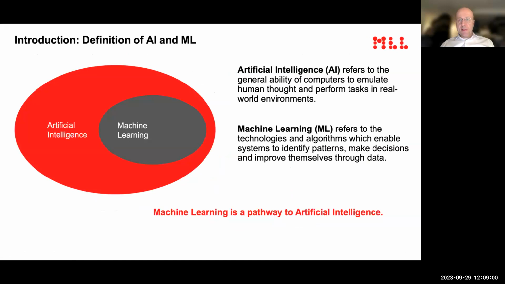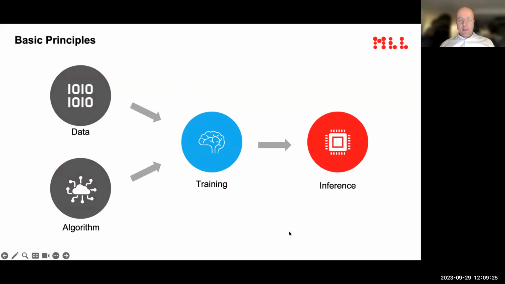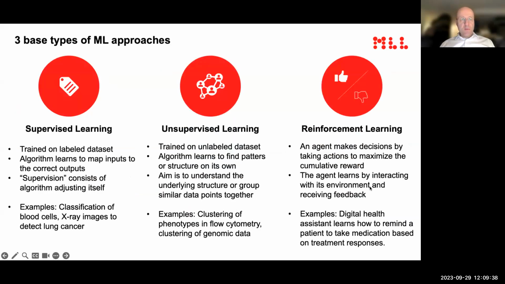Some thoughts on basic principles of AI and machine learning. So artificial intelligence refers to the general ability of computers to emulate human thoughts and perform tasks in real-world environments. And machine learning refers to the technologies and algorithms which enable systems to identify patterns, make decisions, and improve themselves through data. And machine learning is a pathway to artificial intelligence. And this basically consists of a set of data, the construction of an algorithm, the training of the algorithm from which inference is derived, which can be used.